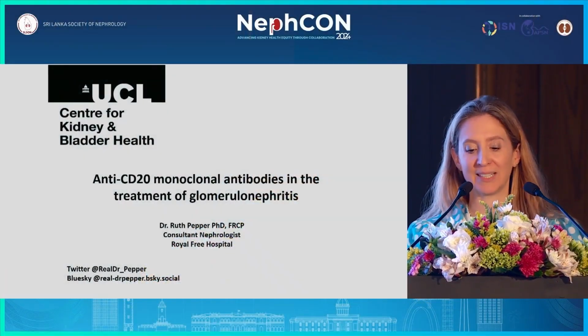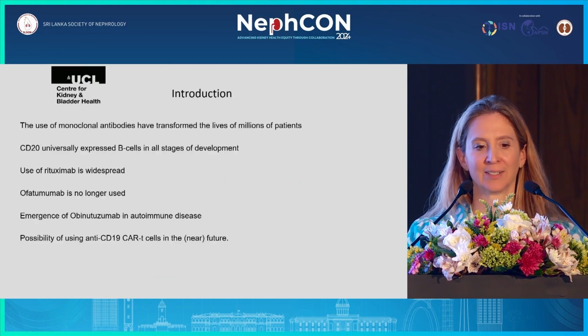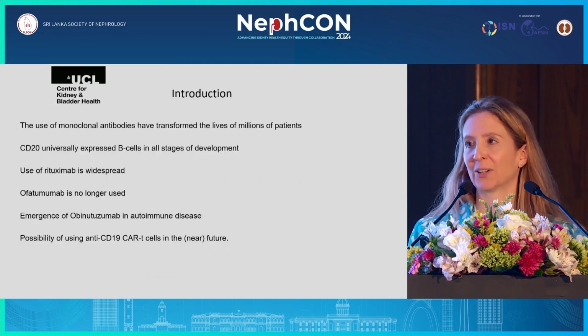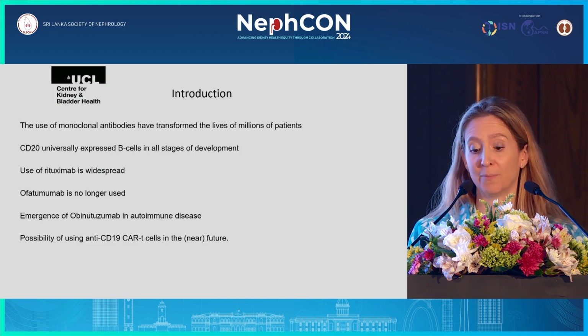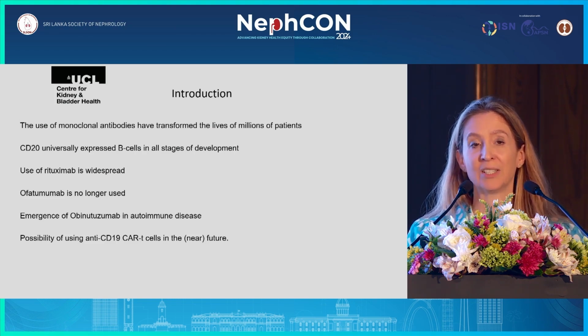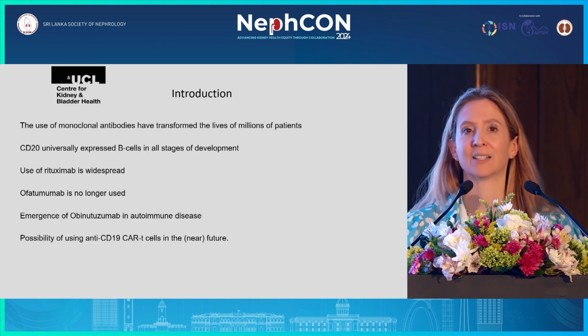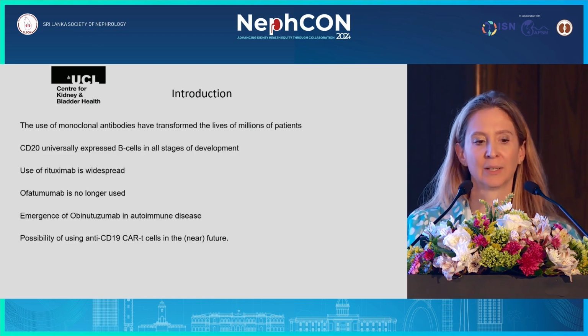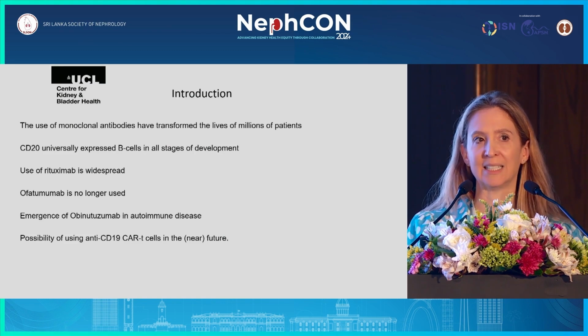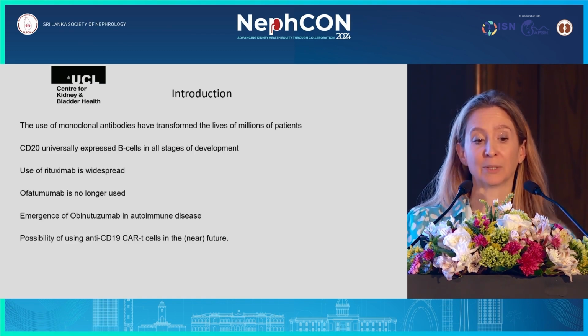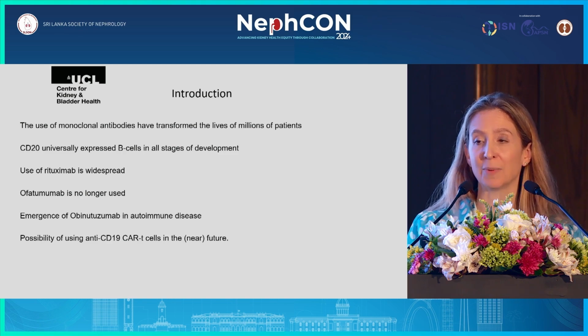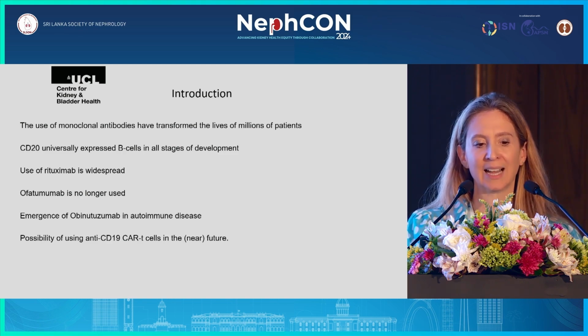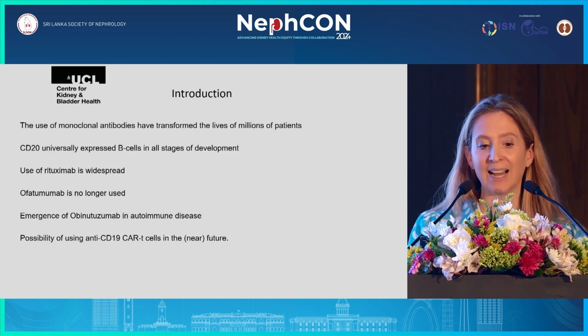Okay, so I'm going to discuss anti-CD20 monoclonal antibodies in the treatment of glomerulonephritis. The use of monoclonal antibodies has transformed the lives of millions of patients. CD20 is universally expressed on B cells in all stages of development, and the use of rituximab is very widespread. Ofatumumab is a humanized anti-CD20, which is no longer available, and now there's the emergence of obinutuzumab in autoimmune kidney disease. And there's also the possibility of using anti-CD19 CAR T cells in the near-ish future.